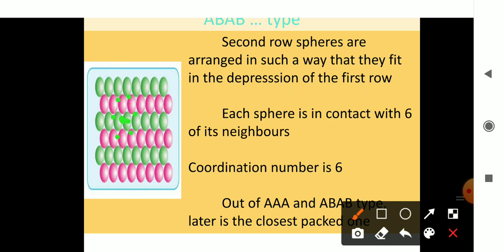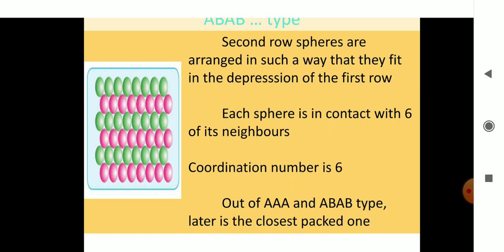When we compare this type of packing with AA type arrangement, it is the closest approach. And it is called hexagonal close packing. The previous one is called square close packing, whereas AB type is called hexagonal close packing. So with this AB type is over.